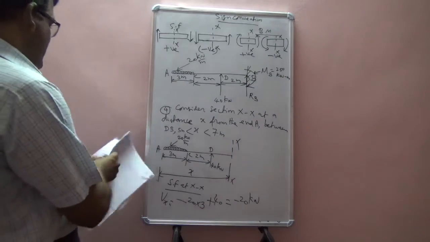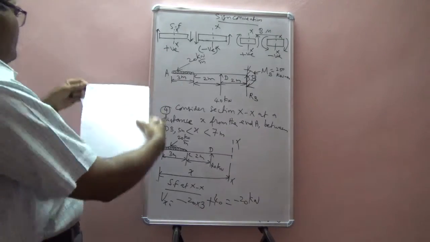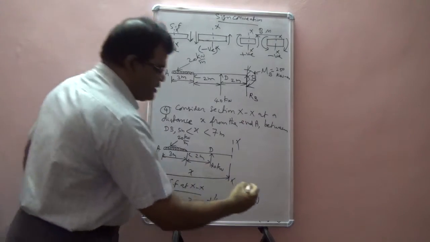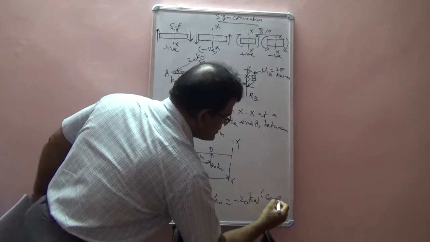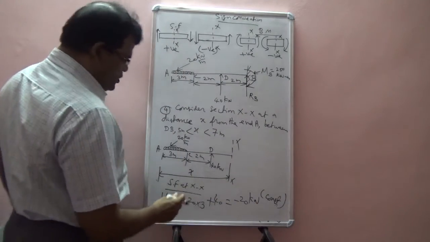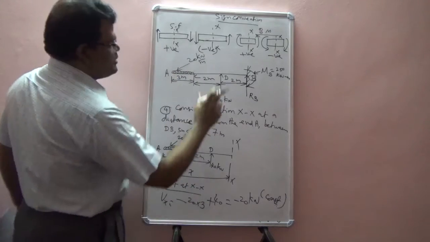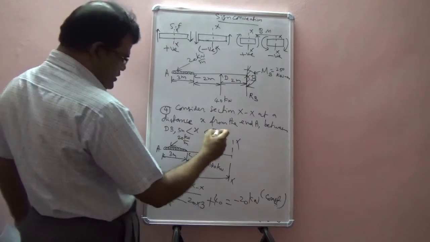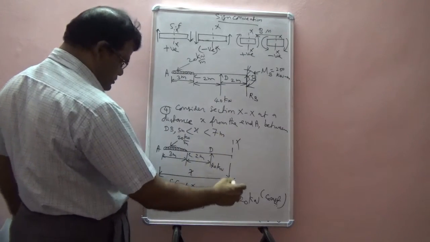Okay, so minus 20 kilonewton. So this is again a constant. Therefore, the shear force equation between D and B is constant. It will not vary. Now we can substitute the boundary condition and then write the value.